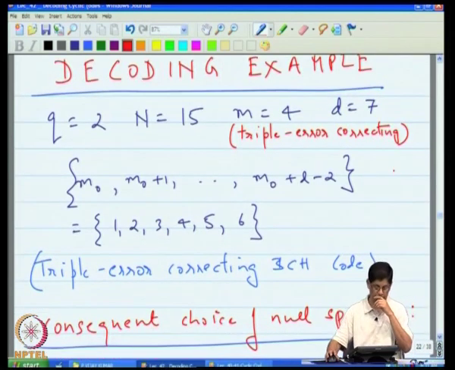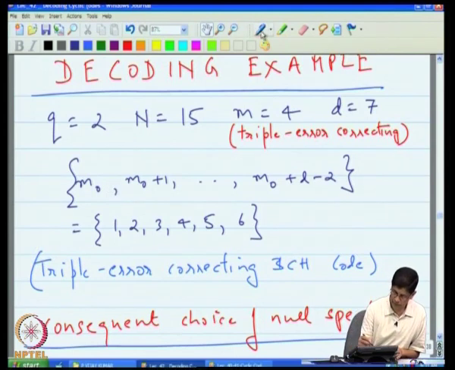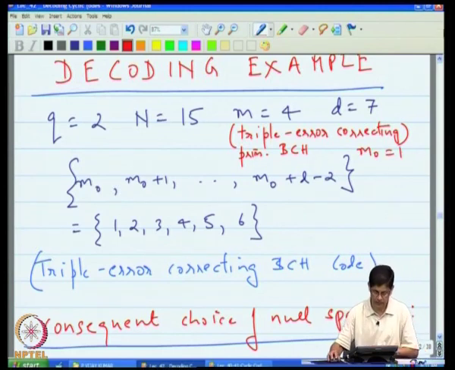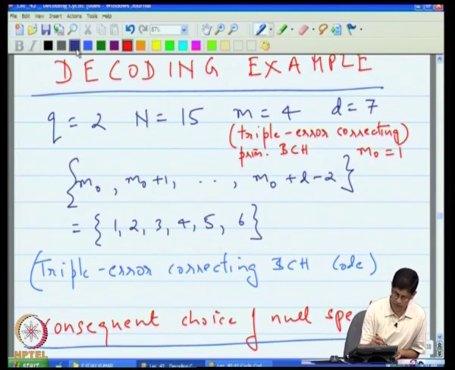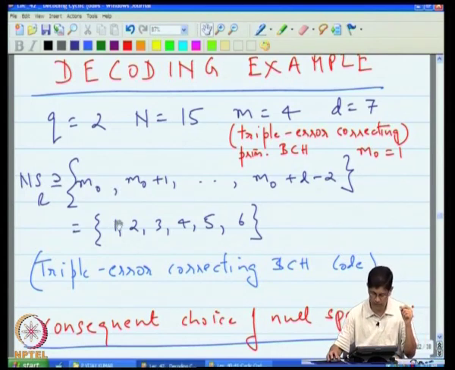Okay, so this is a triple error correcting code. Now, according to the BCH definition, and also we will assume that this is a primitive BCH code, so m0 is equal to 1. That means that in the case of this code, the mandated string of consecutive frequencies in the null spectrum is 1 through 6. So we are saying now that the null spectrum of the code must contain this consecutive string of 6 frequencies.